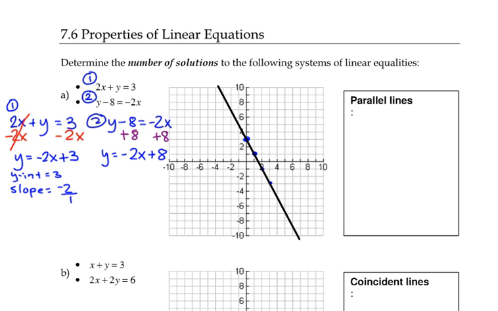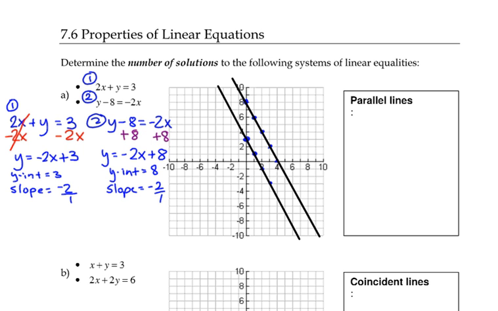Negative 2x plus 8. Okay, so again, the first thing we're going to plot: Y-intercept is positive 8. That's our constant. And our slope here is down 2, right 1. We got this in the bag, right? Alrighty, beautiful. What do we have here?